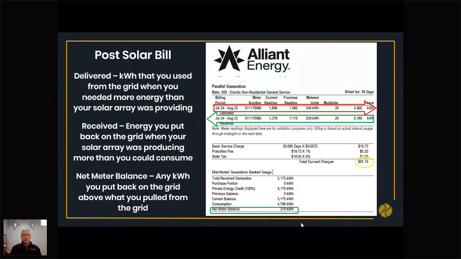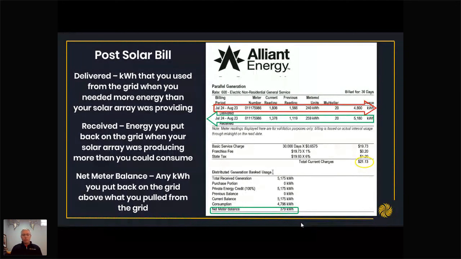Of course, they wouldn't make it simple and use the exact same words, or even, as you'll see, the exact same numbers. But you can see that the numbers are close enough. You'll see what corresponds to what. So this particular customer gave Alliant to the grid 5,175 kilowatt hours. They consumed from the grid 4,796, which left them with a positive net metering balance. So they had 379 kilowatt hours above what they needed.